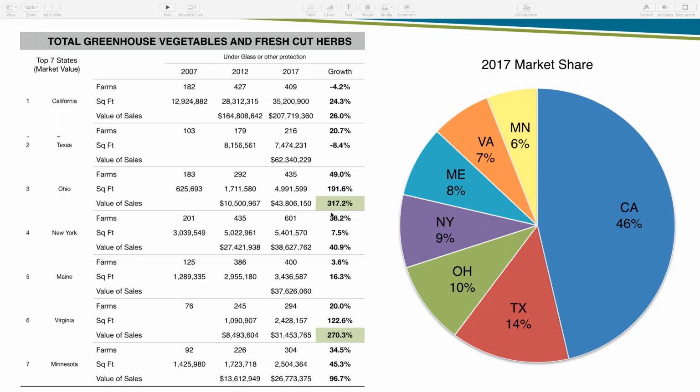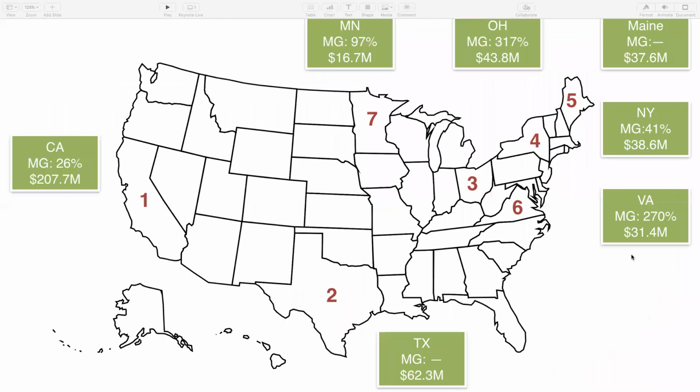Few interesting things to see. I highlighted the ones that had a big spike in the value of sales. So that happened to Ohio. Ohio went from about $10 million value of sales in 2012 to 43 million or almost 44 million in 2017. So market growth of 317% in just 5 years. And then we also see a big spike in Virginia regarding the total greenhouse vegetables and fresh cut herbs. So 270% spike, going from about 8.5 million to 31.5 million from 2012 to 2017.